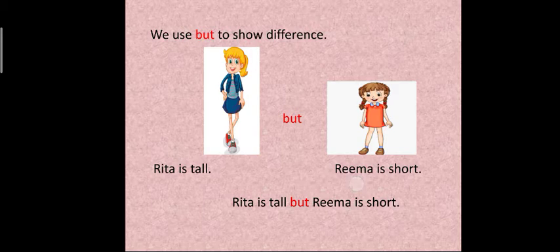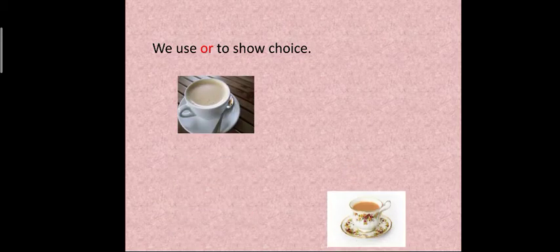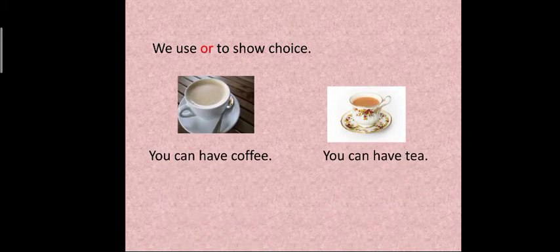We use or to show choice. For example, you can have coffee, you can have tea. These two sentences show alternative ideas or choice. We cannot have both together. We can have one at a time. So, if there is choice in a sentence, we use or as a conjunction and the sentence formed is, you can have coffee or tea.